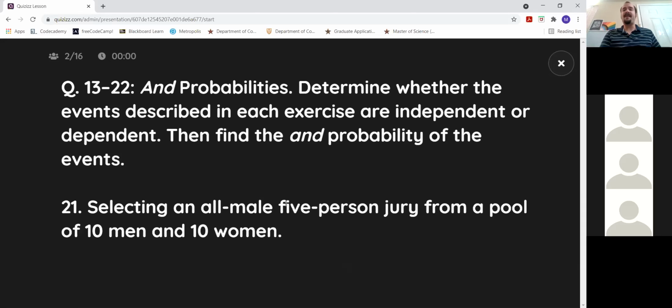You're selecting a 5-person jury, so you have to make 5 different selections. When you're picking men, you want to know the probability you will pick your first man. I believe it's 10 out of the 20. So 10 out of 20. Got it. And then we have to do the second, the third, the fourth, and the fifth.